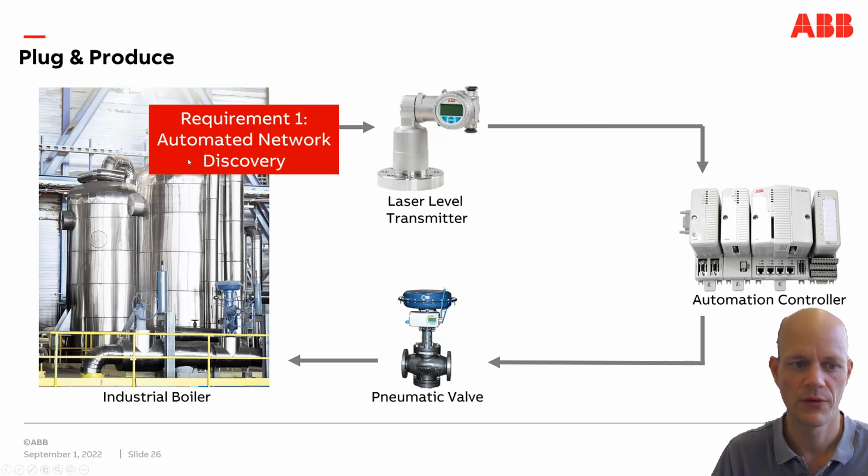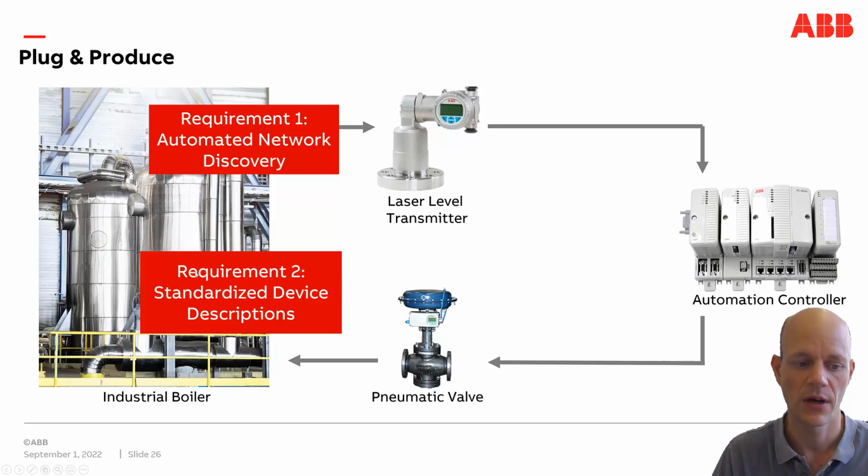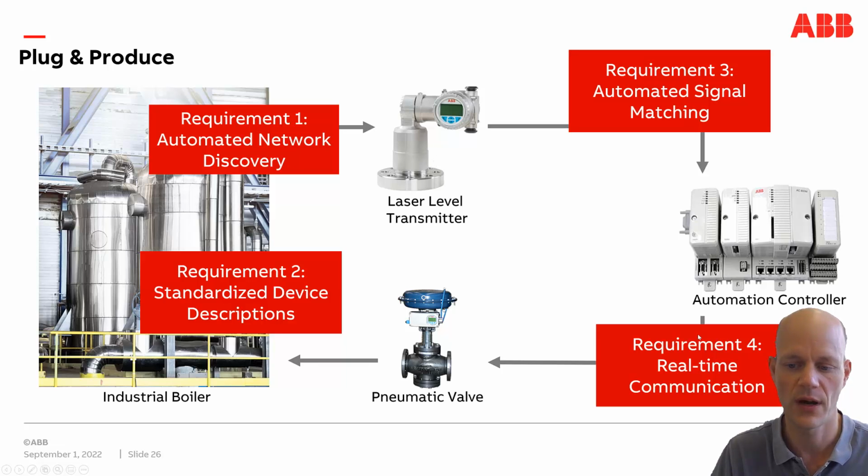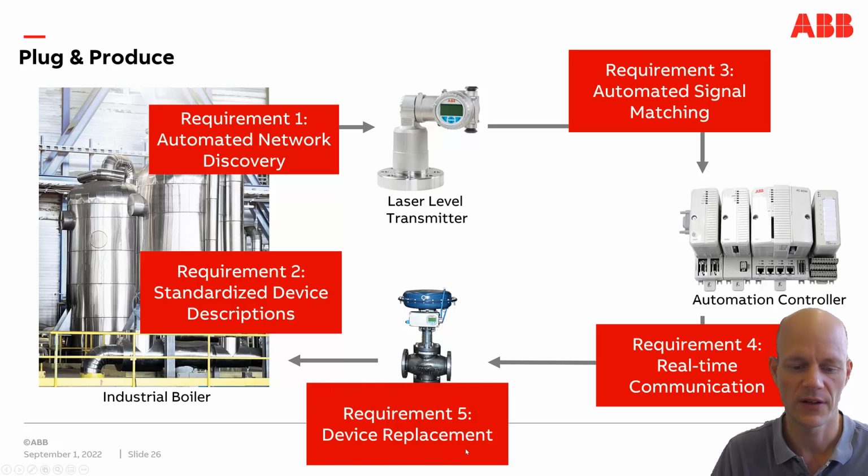For a plug-and-produce approach, we first need to automatically discover those devices newly connected to the network. We need to have standardized device descriptions, because if we want to connect devices from different vendors, then we cannot work with proprietary notations. We want to perform an automated signal matching between the controllers and the sensors. Then we have to have an approach that supports real-time communication. And finally, we also want to support device replacement. So if we have to replace a device because it's malfunctioning or because we have a newer version available, then the entire approach should support that.